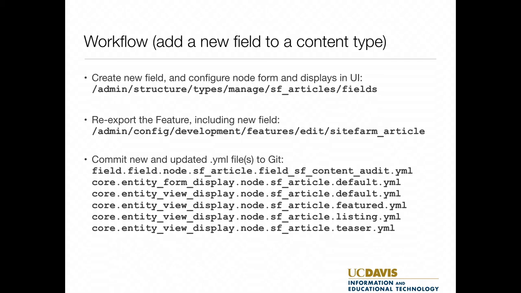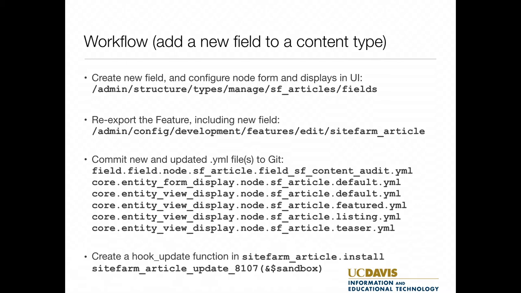And what you're going to find is there's going to be new and updated YAML files, right? So these are the ones that are going to be changed. Obviously, not the node type itself, but the field storage, as well as the field displays. And then what we'll do is write that update hook. So we go to the siteformarticle.install file, and we write this update hook to revert that feature for the entire platform.